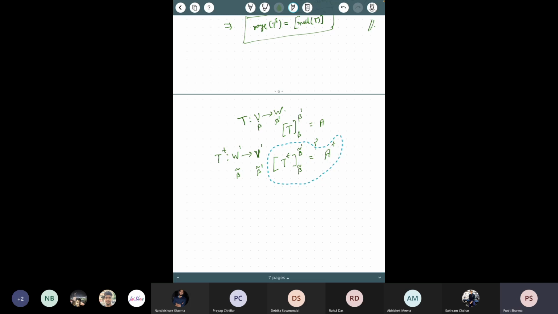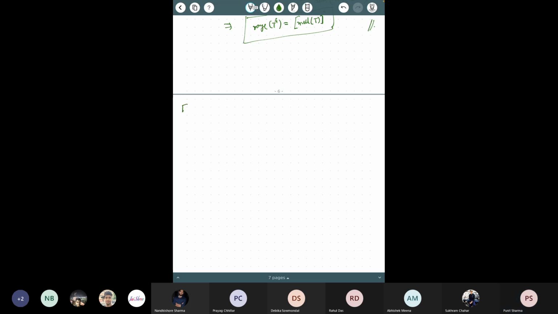The matrix of T transpose is the same as the transpose of the matrix of T. So let me write this properly, and I give this to you as an exercise. You can also find this in any textbook. Therefore, I don't want to do it here, but I want to tell you the result.